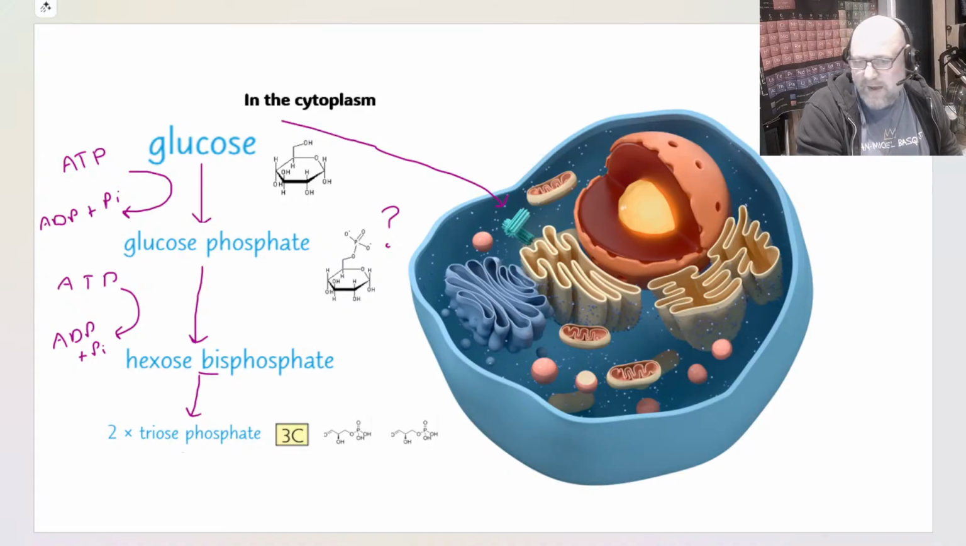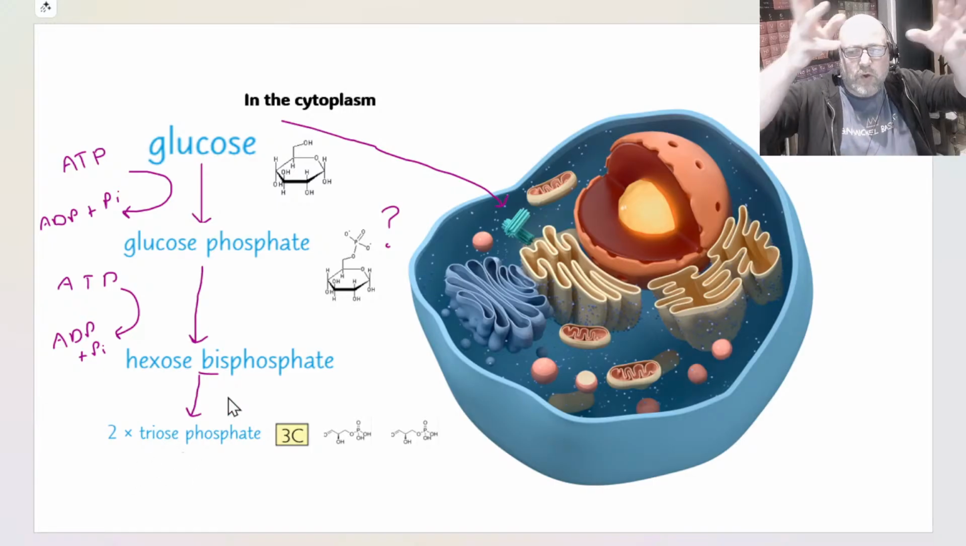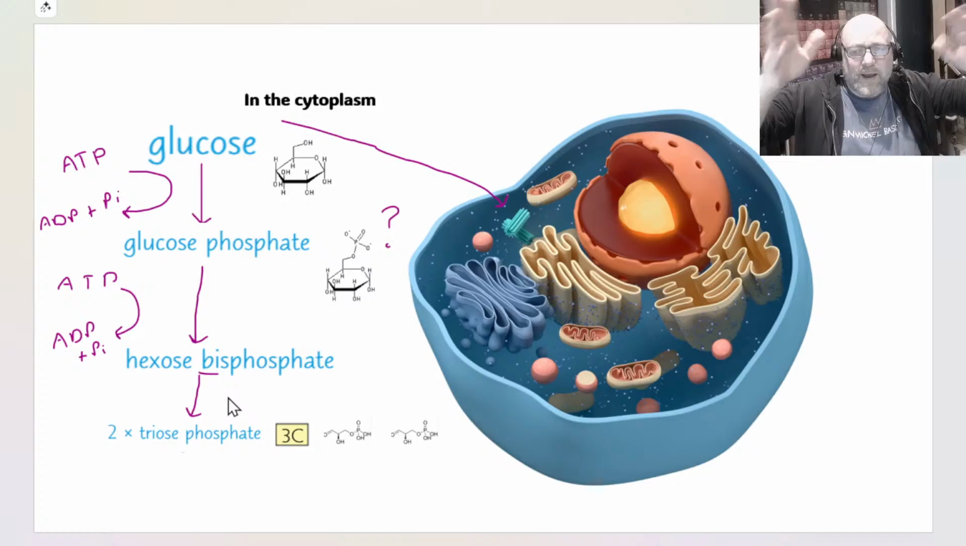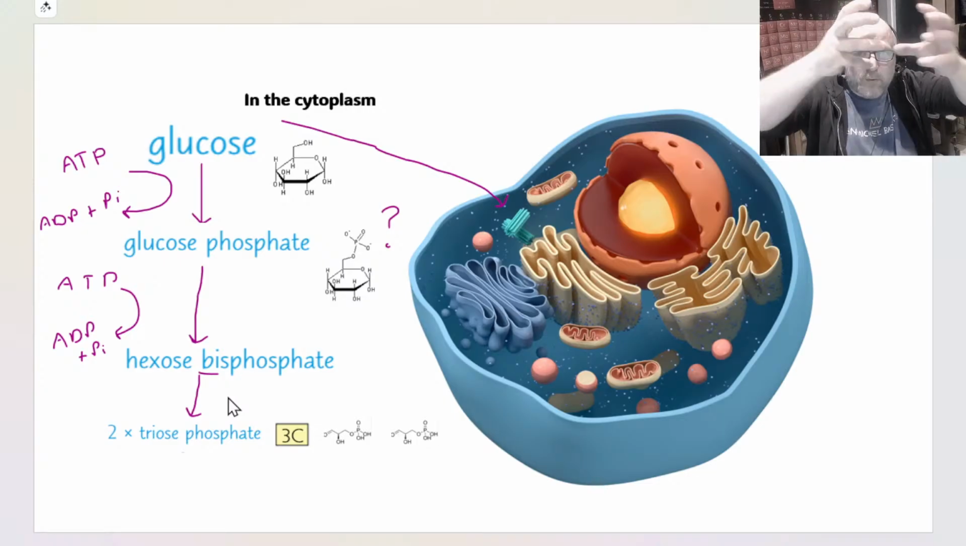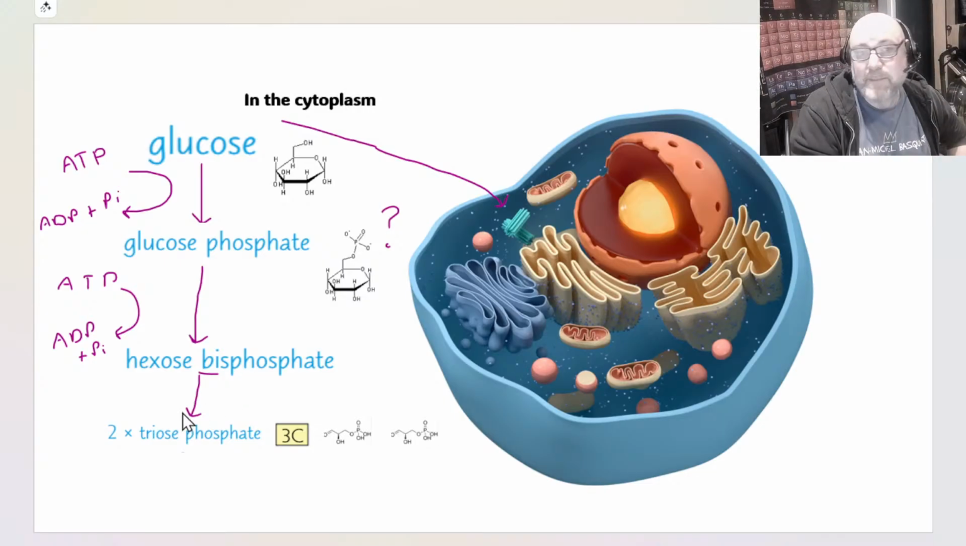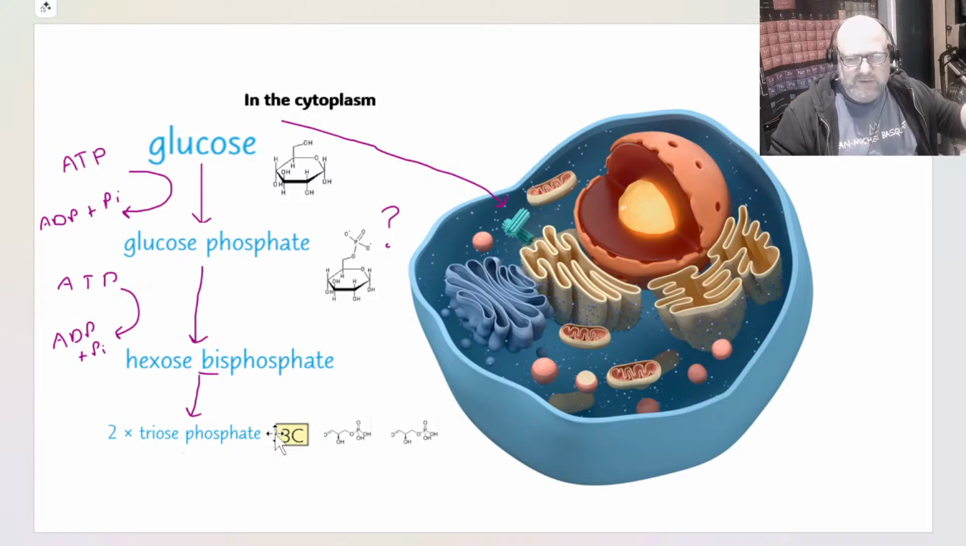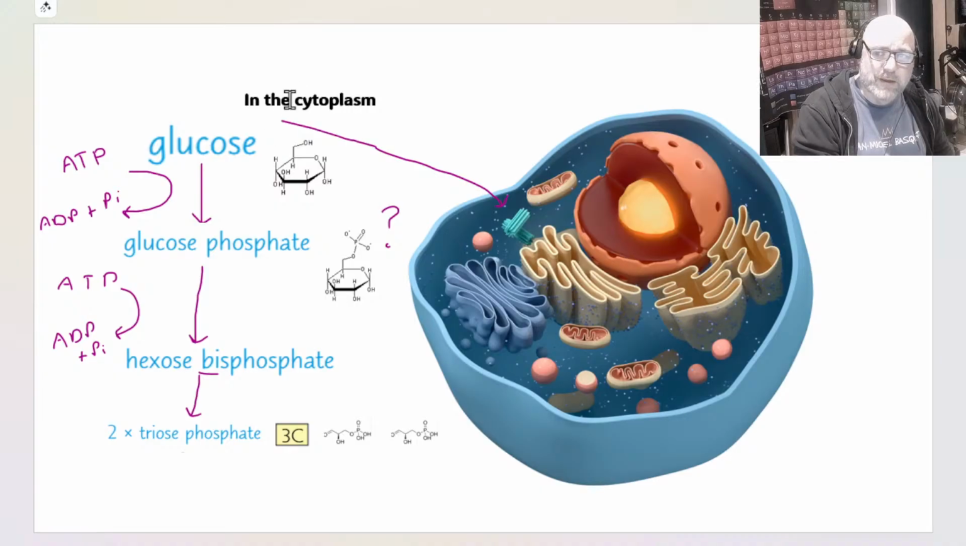And then we have 2 triose. The hexose bisphosphate doesn't last long because it's so unstable. The bonds snap and it becomes 2 TP, triose phosphate. I don't know if it's glycerate 3, whatever it is, but yeah, 2 triose phosphate. So 2 3-carbon molecules. So it started off as a 6-carbon molecule, became more unstable as it was phosphorylated by the use of ATP, and then it becomes 2 TPs. Each TP has 1 phosphate group attached. Now what's going to happen?